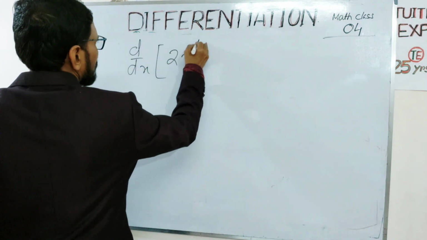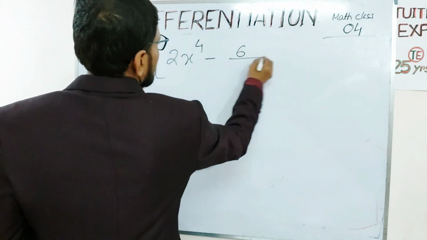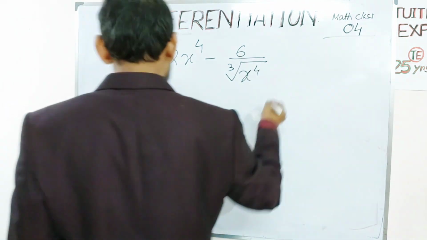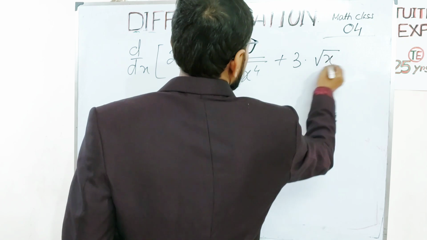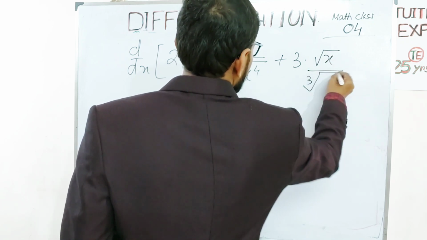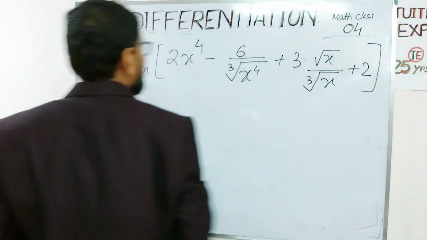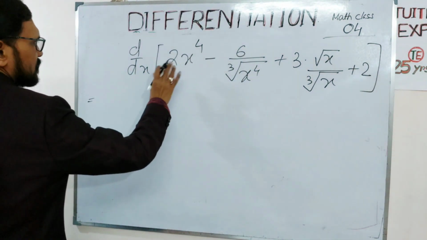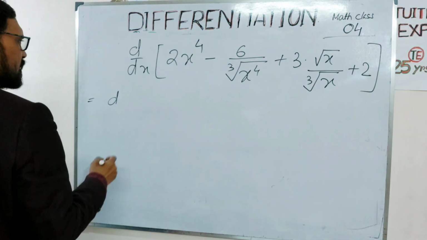Now find the derivative of 2 x to the power 4 minus 6 cube root of x to the power 4 plus 3 root x by cube root of x plus 2. So what is the derivative of this function? It is a simple function. Now this is the operator, and we have to apply it.